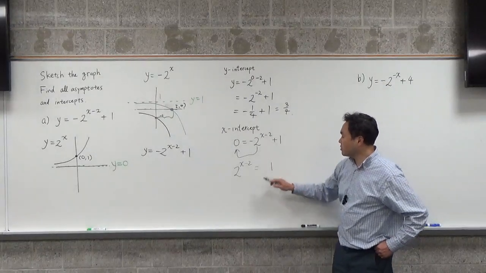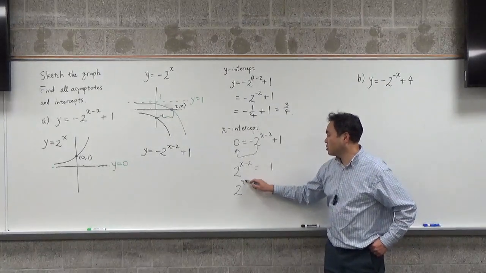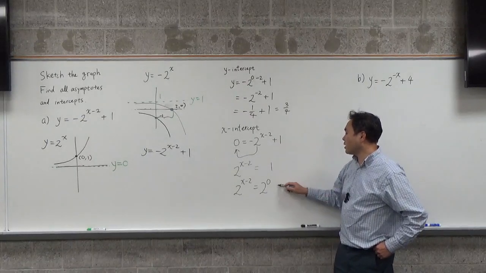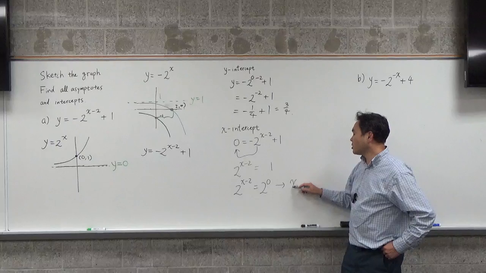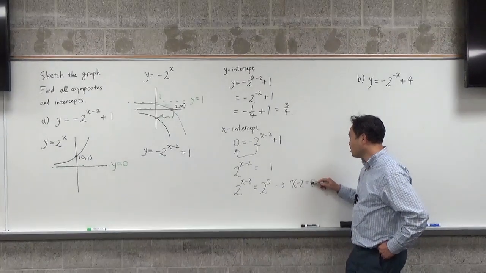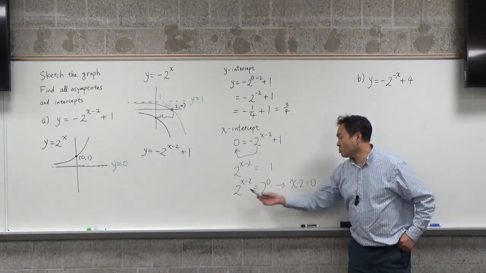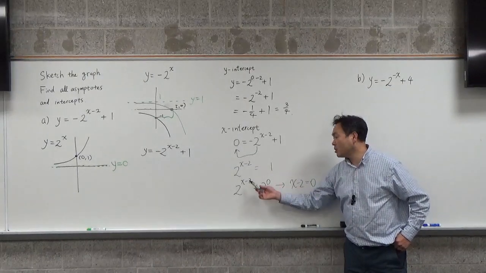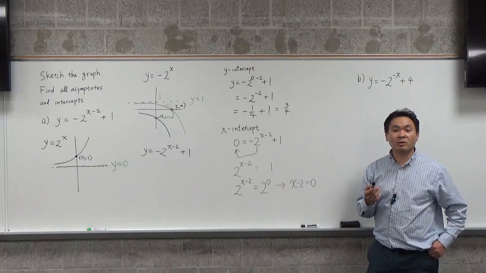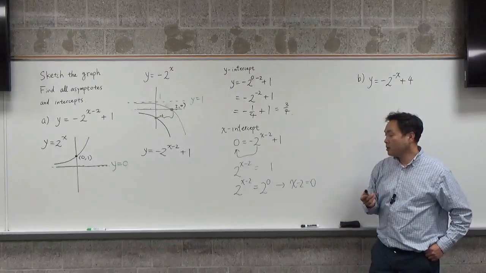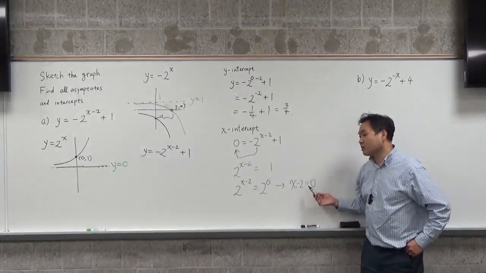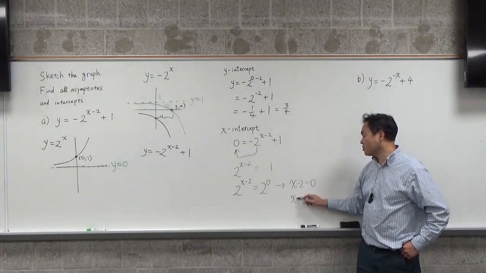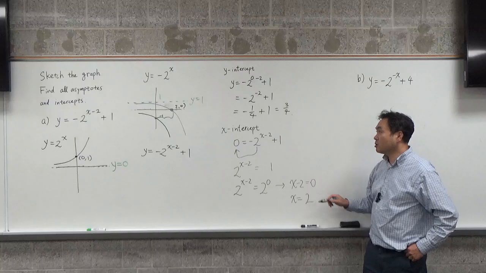So you rewrite this one as 2 to the 0th power. And now you say x minus 2 has to equal 0, because 2 and 2 match. For the entire numbers to be the same, they should have the exact same exponent. So their exponents, x minus 2 and 0, have to match. Therefore, x is 2.